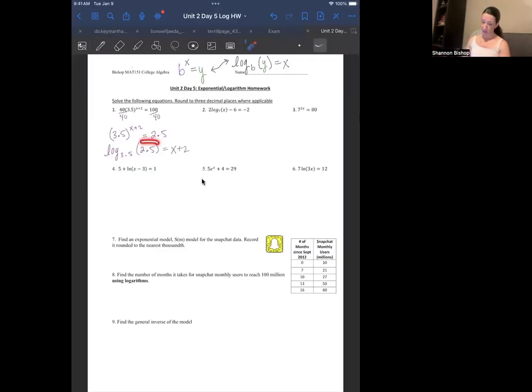Now, if you just type all of this into Desmos, it's just a number. Log base 3.5 of 2.5. Type that in Desmos, you'll get an answer. It's 0.731. So that's the answer that you get when you type this into Desmos. And then as far as the equation is concerned, it is still equal to x plus 2, which is why the very last step on this one is to subtract 2. And if you subtract 2, you will get x equals negative 1.269. And that is the answer for number one.